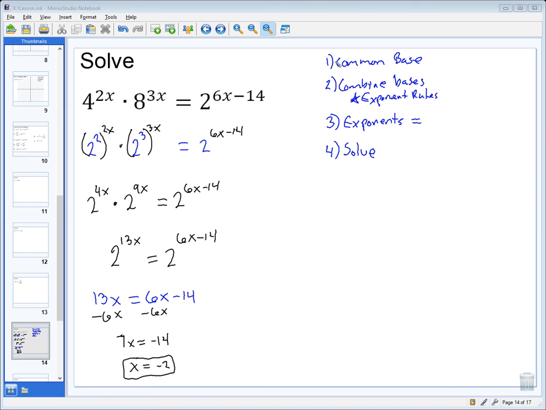So to recap, we first find the common base. We changed 4 to 2 squared and 8 to 2 cubed. The next thing we did was combine the bases by using our exponent rules. Here, we had a power and a power, so we multiplied them together to get these two exponents. And then we had the same base, which means we add the exponents together. Then in step 3, we set the exponents equal to each other. So 13x was equal to 6x minus 14 because they have the same base. Now that we have the exponents equal to each other, our last step was to solve.